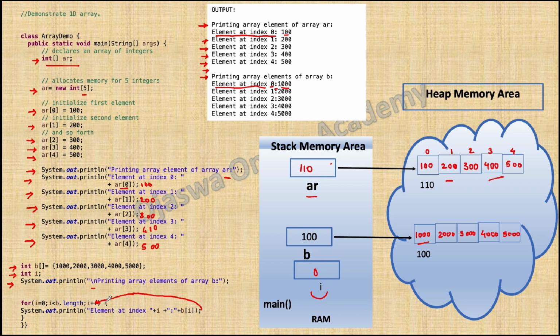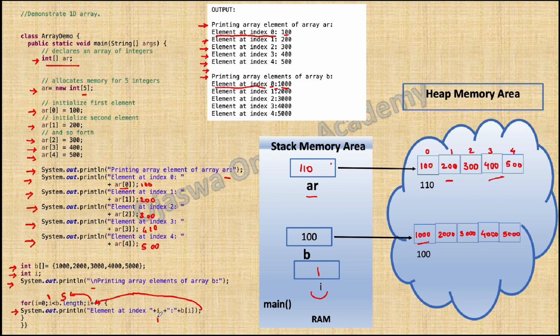Now once this statement is executed, control of the program goes to the increment statement, I++. So value of I is incremented by 1, 0 plus 1 is 1. So after incrementation, value of I is 1. From here the control goes to the condition statement, b dot length is 5, value of I is 1, 1 less than 5, condition is true.